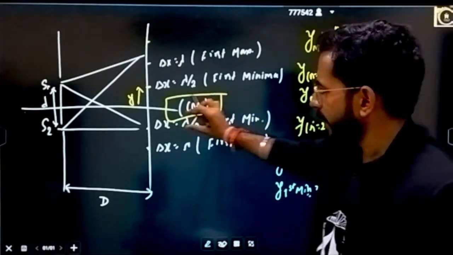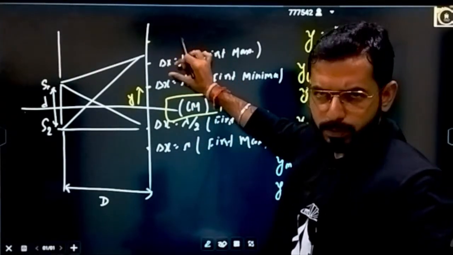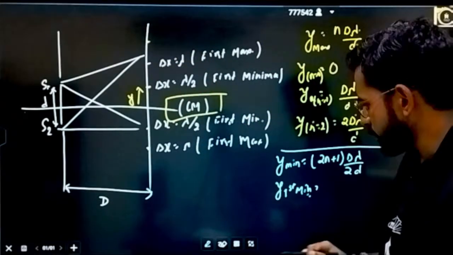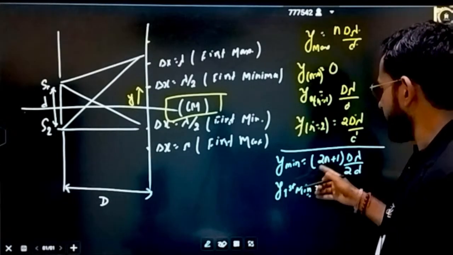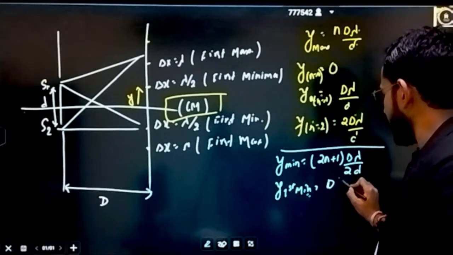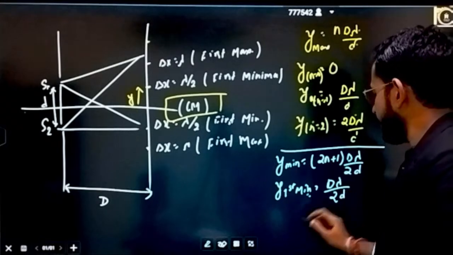And I told you this will behave like a bright spot, then dark spot, then again bright spot, then again dark spot. These kinds of things we discussed in the last lecture. If I ask you about the first minima, then what will you do? For first minima, put n equal to 0. That means you will get D lambda divided by 2d.